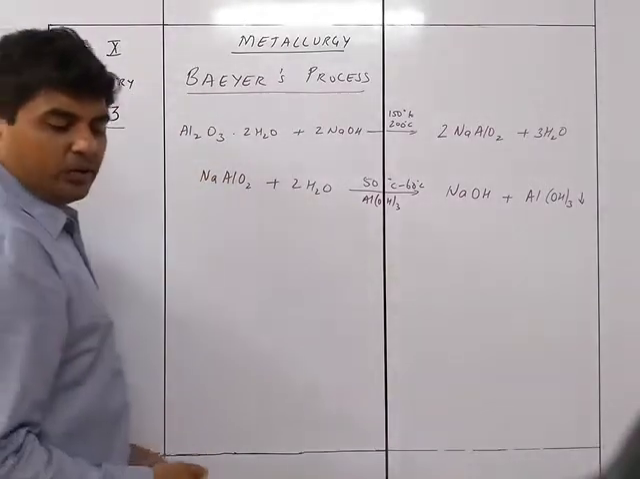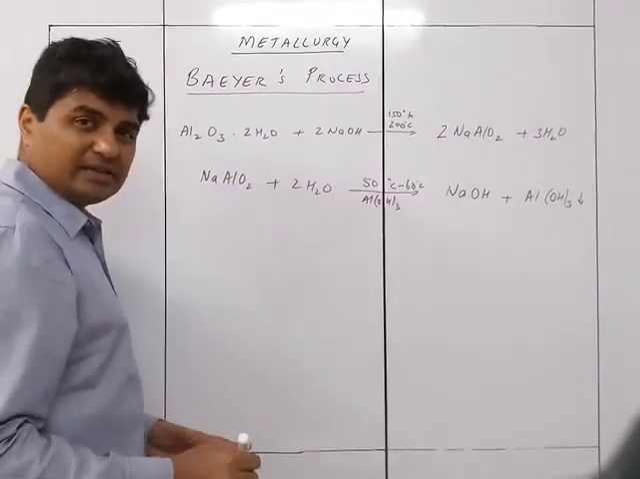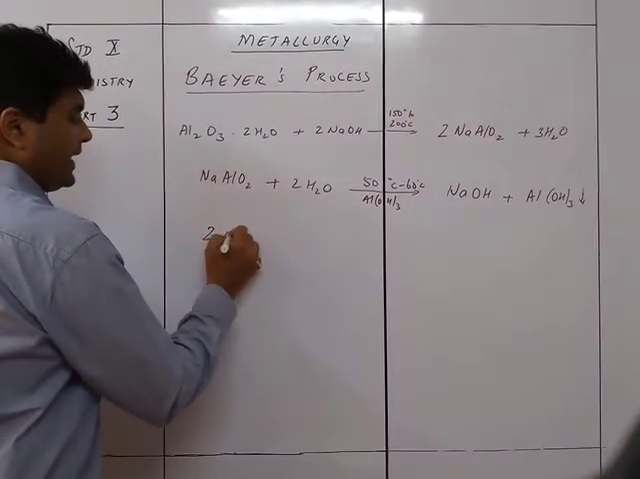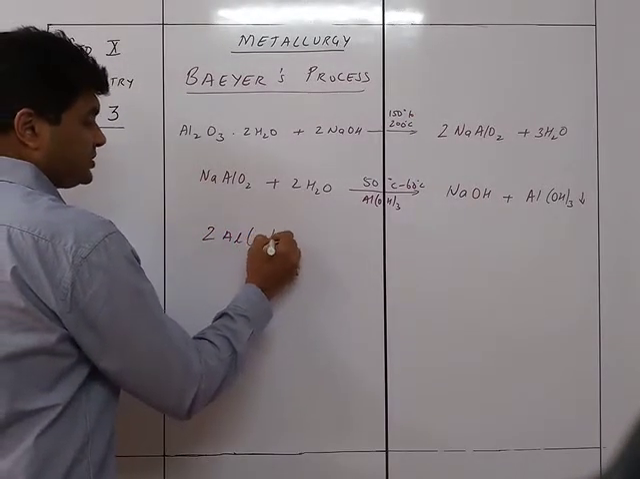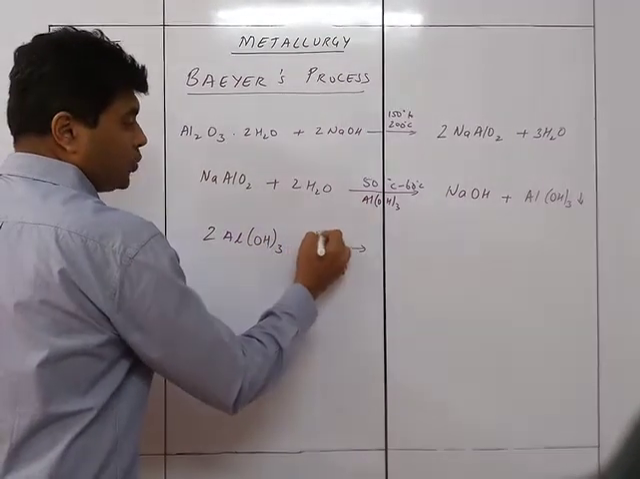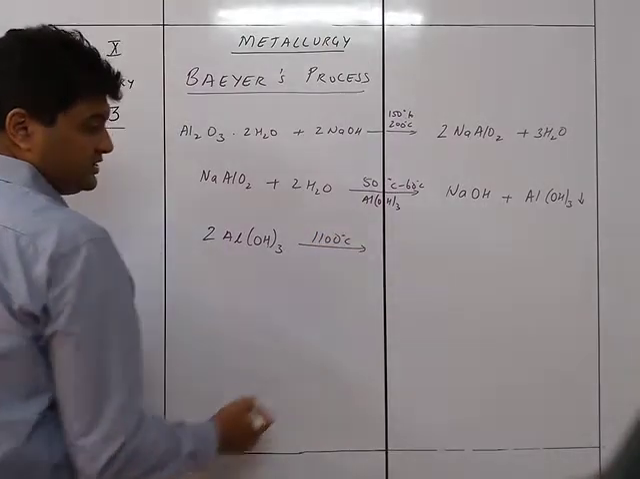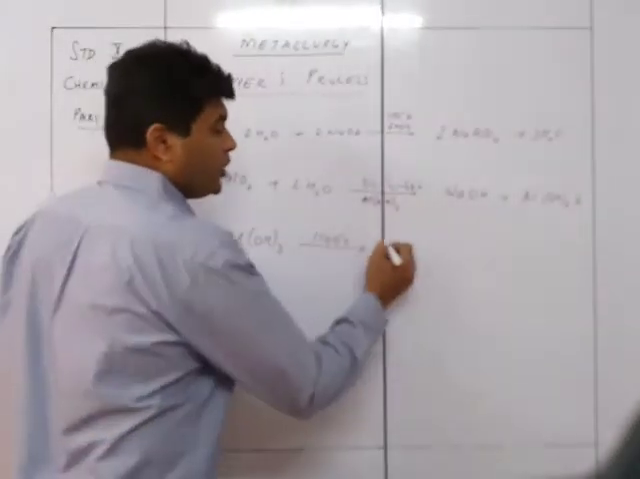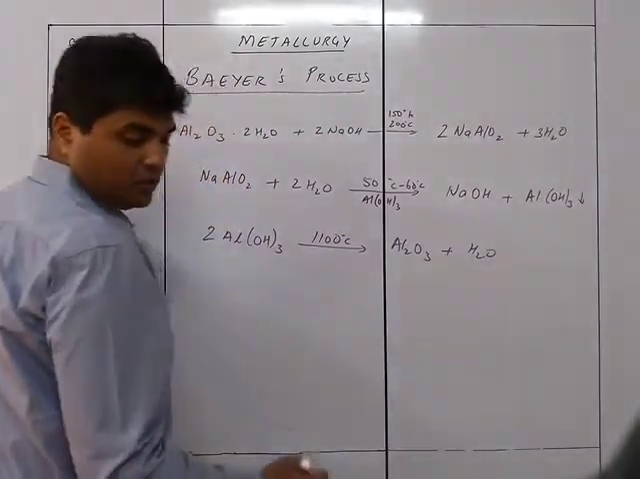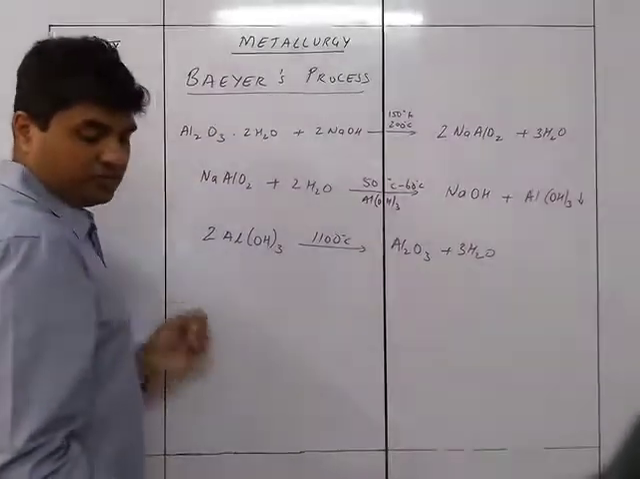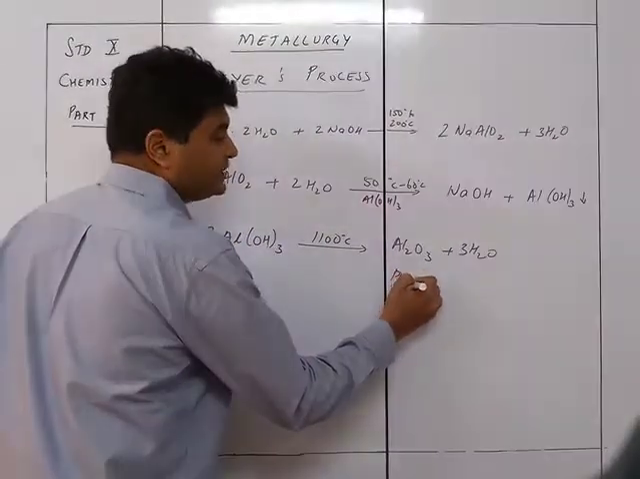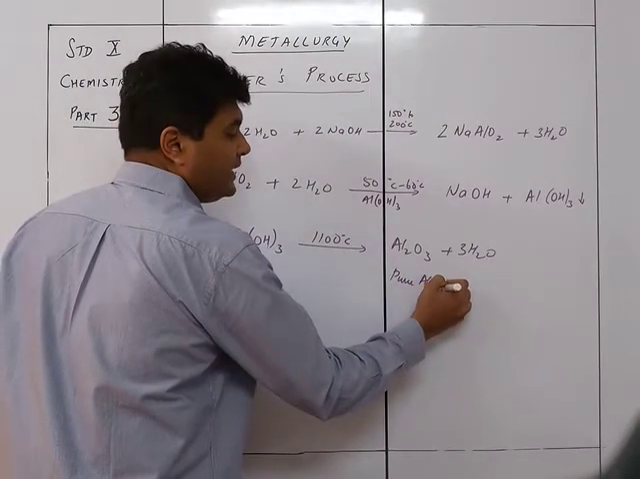Then we are going to heat this at 1100 degrees Celsius. So 2Al(OH)3 on heating to 1100 degrees Celsius gives me Al2O3 plus 3H2O. This one will be vapors and this will be pure alumina. So what we get is pure alumina without any impurities.